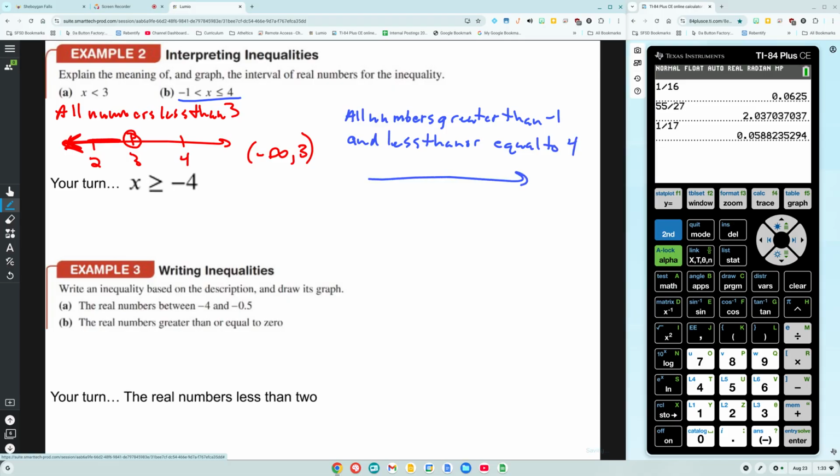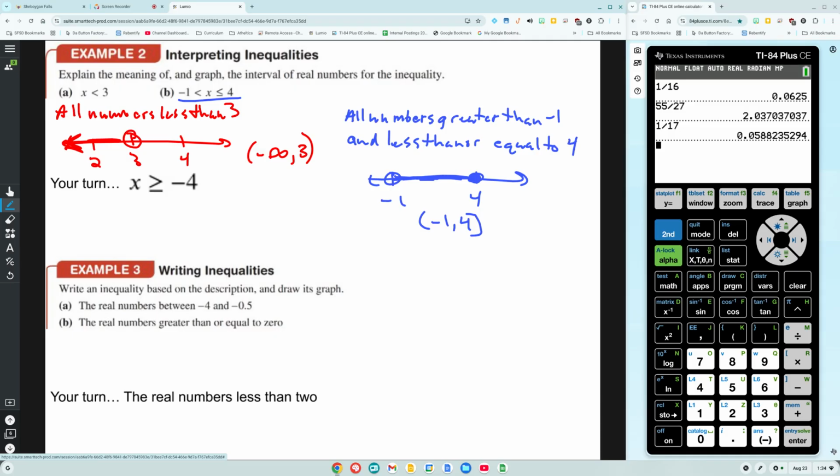On the number line, -1, 4, I would have a closed dot on the 4, an open dot on the -1, shaded in between. In interval notation, parentheses, -1, comma, 4, bracket. Remember, the parentheses means I'm not including the endpoint, the bracket means I am including the endpoint.